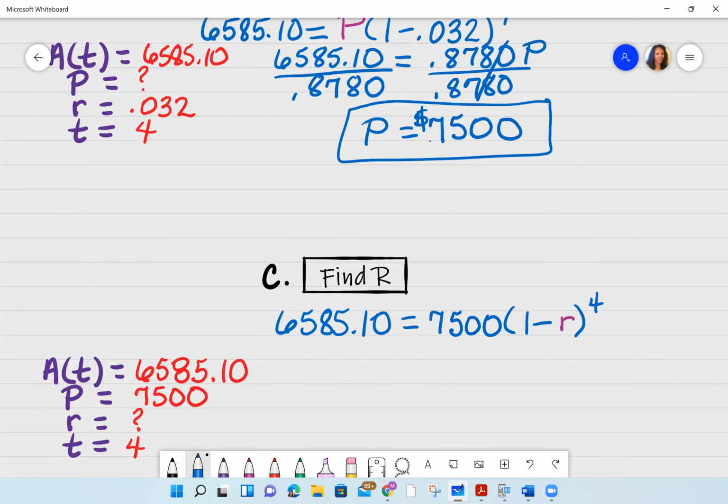And when my problem looks like this, I want to separate my exponent. So whatever is stopping my exponent from being by itself, or isolate is a better term, whatever is stopping it from being by itself is what I want to get rid of. So there's a 7,500 in front. So I want to divide both sides by that 7,500 so I can get rid of that and isolate my exponent.